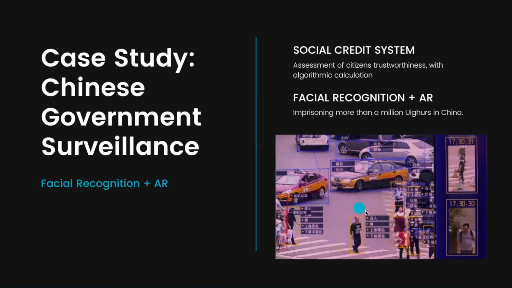Here, this guy is being scanned, and the AR recognizes that he's a male, and he is wearing black clothes, and he's an adult. It also recognizes this taxi, what color it is, and what type of vehicle it is.